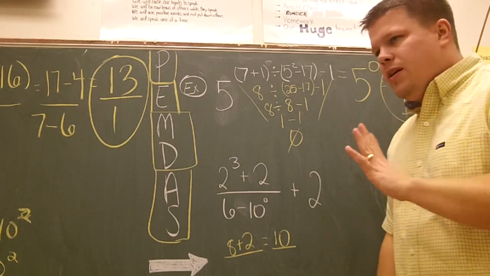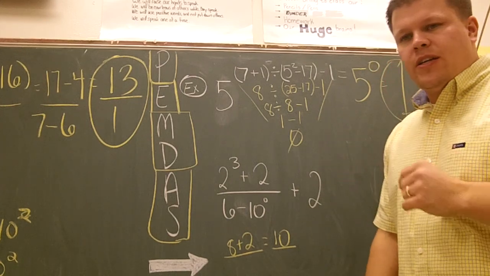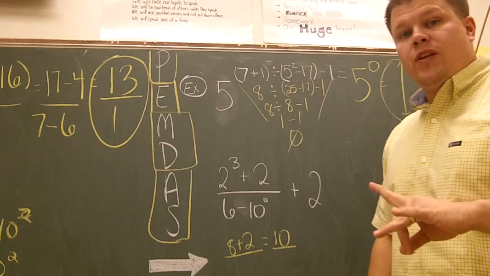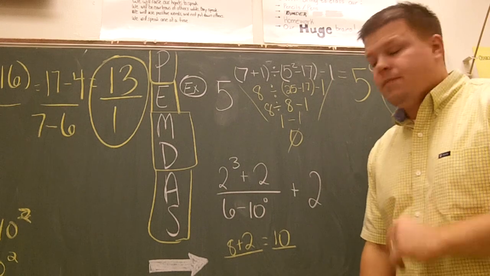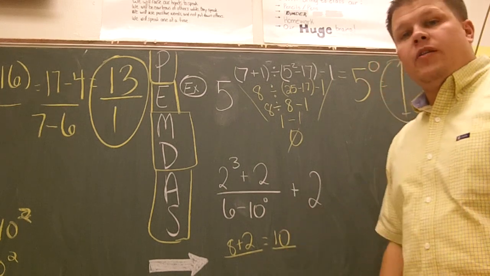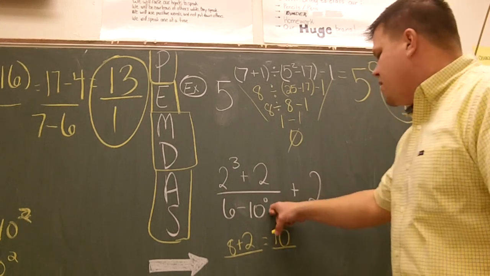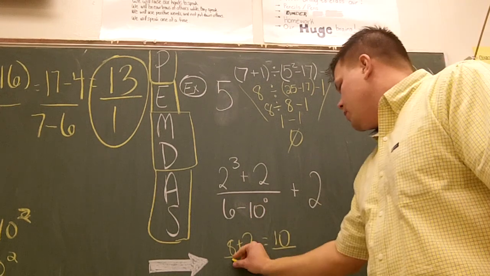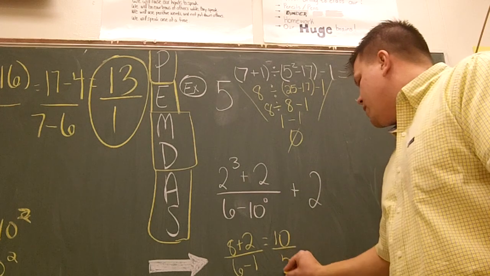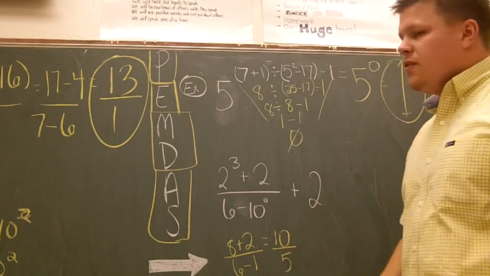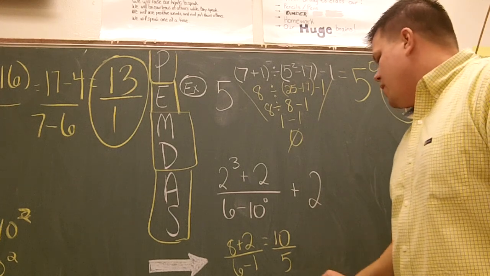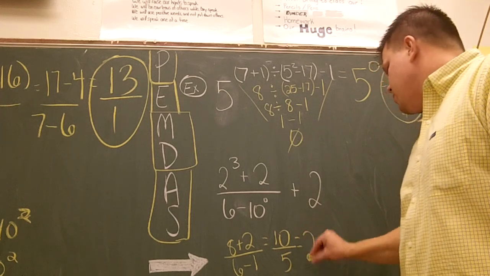If you need a little help with that, I encourage you to take a view of the powers and exponents video concerning powers of 10. And there's a pattern in there that can help you understand that. 6 minus 10 to the 0 power, that's going to be 6 minus 1. And that equals 5. Well, guess what? What's 10 divided by 5? That's an easy question. I hope that you know it. 10 divided by 5 is going to be just 2.